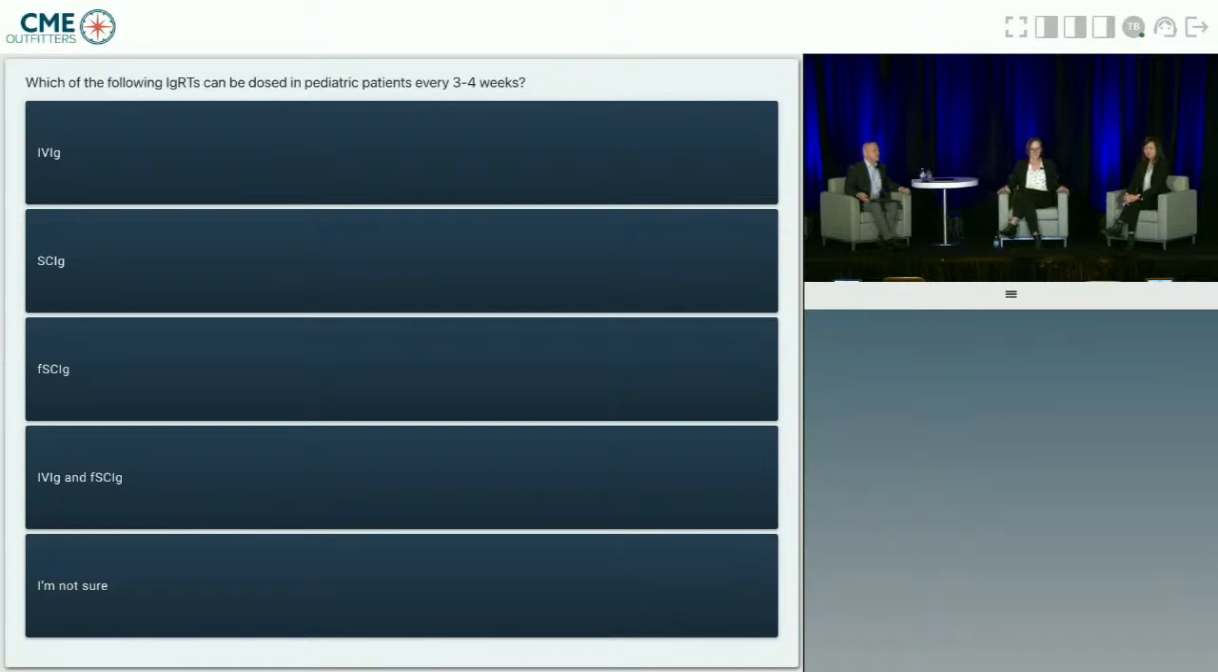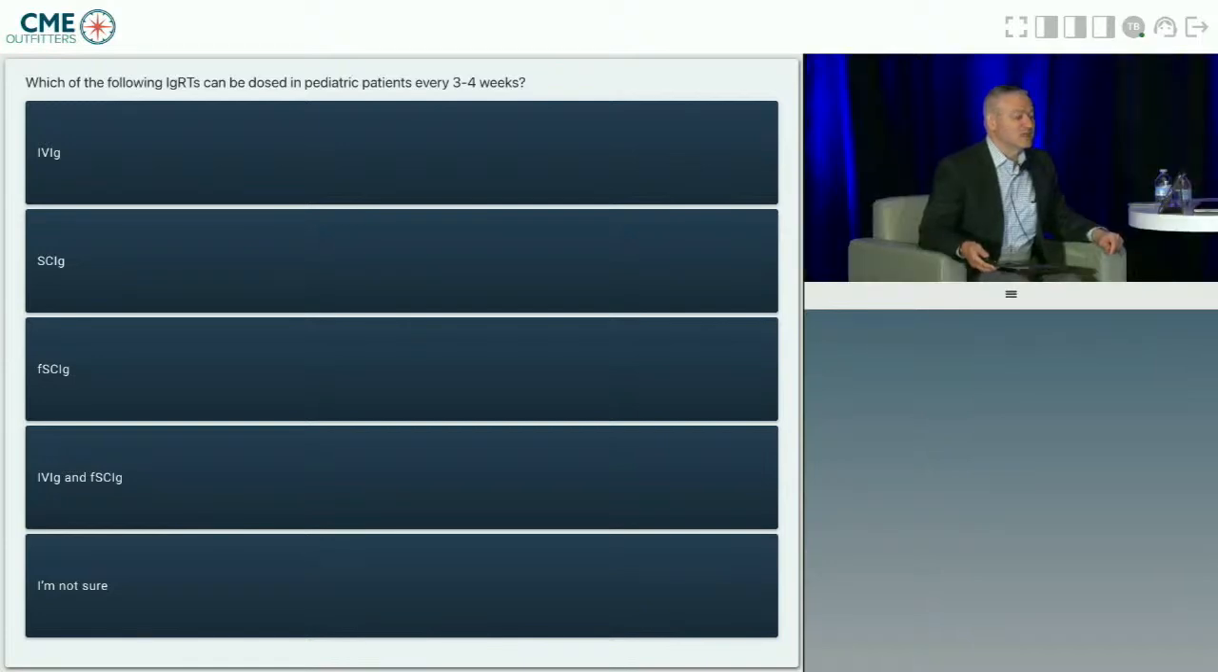Which of the following immunoglobulin replacement therapies can be dosed in pediatric patients every 3 to 4 weeks? And we'll see how the audience does with this, because I know many people either here in person or virtually are not practicing immunologists. So is it IVIG, subcutaneous IG, facilitated sub-Q IG, intravenous immunoglobulin and facilitated sub-Q, or E, I'm not sure, and I don't know what any of those treatments are.